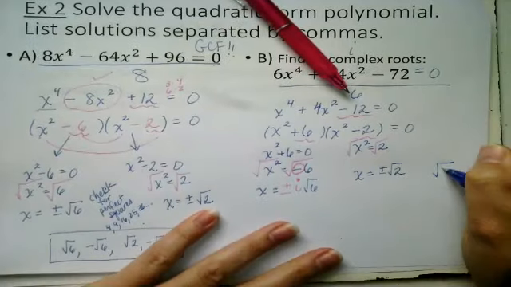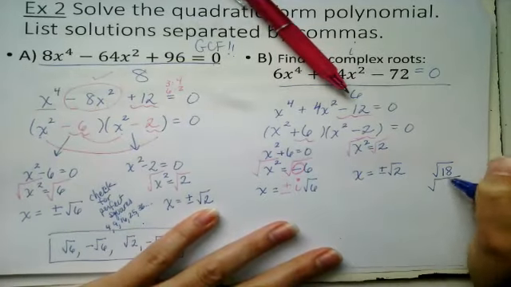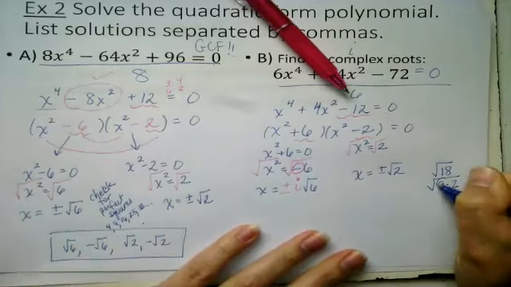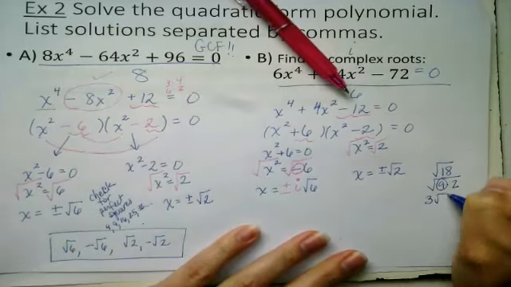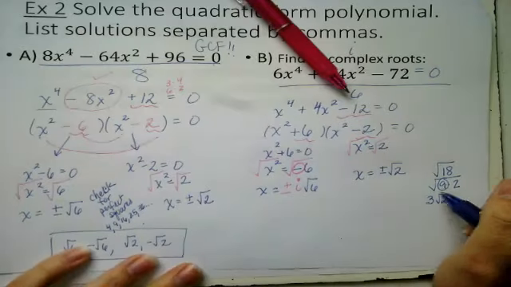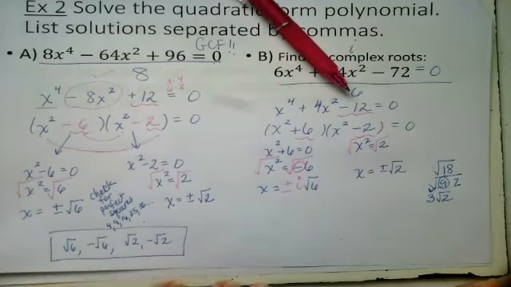So just as a refresher, the square root of 18 is the square root of 9 times 2. 9 is a perfect square. So the square root of 9 pops out as a 3, but the 2 stays behind. So just as a reminder, that's how we simplify radicals.